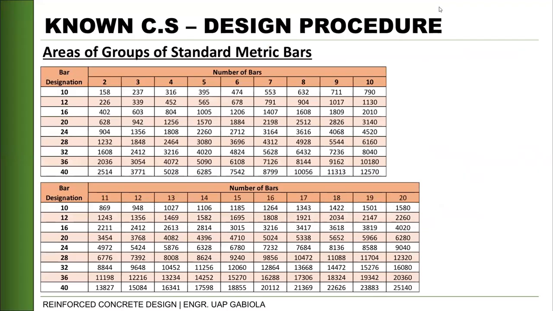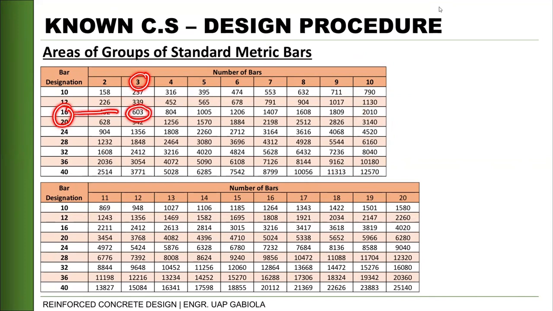Okay, so dito kung paano basahin to, we have here yung number of bars as this row, and then ito yung bar designation natin. Yung numbers inside means yan yung number ng area, depende sa dami ng bakal. So let's say you are trying to provide 3 pieces na 16. Okay? So 3 pieces na 16 diameter rebar is equivalent sa 603 mm squared.